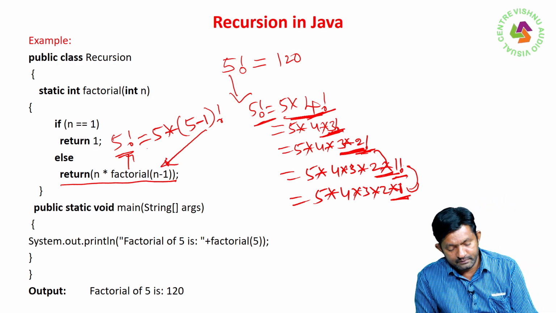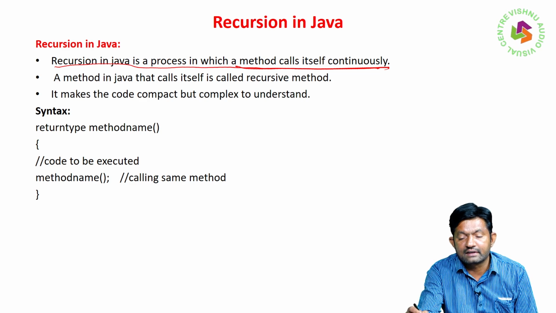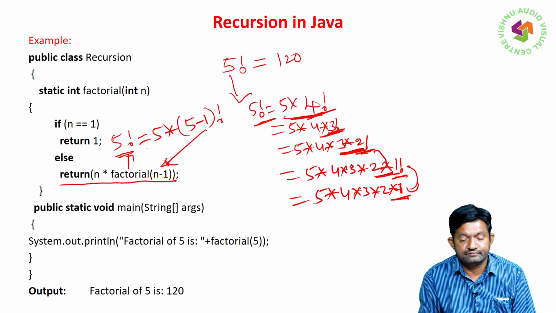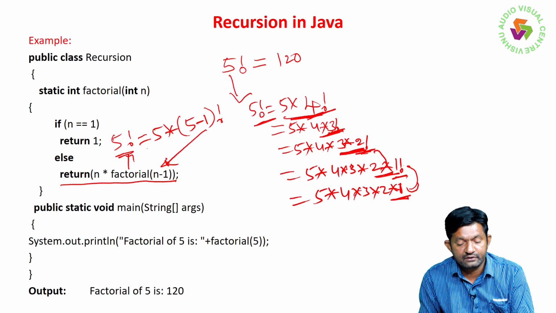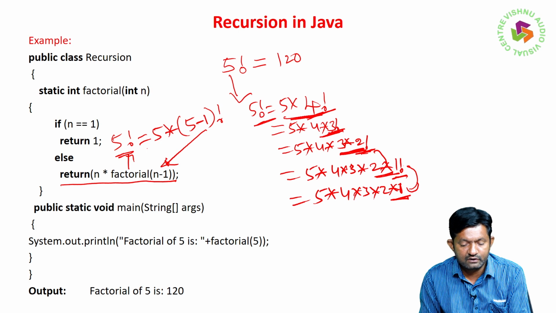Recursion means the method calls itself continuously. Finally, it prints 5 factorial is 120. Not only for 5, any values. So 4 factorial, 3 factorial, 10 factorial, whatever the value may be, we can print using a recursive method in Java.